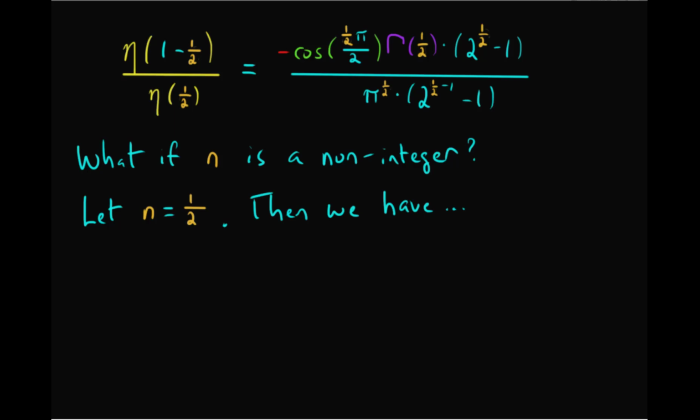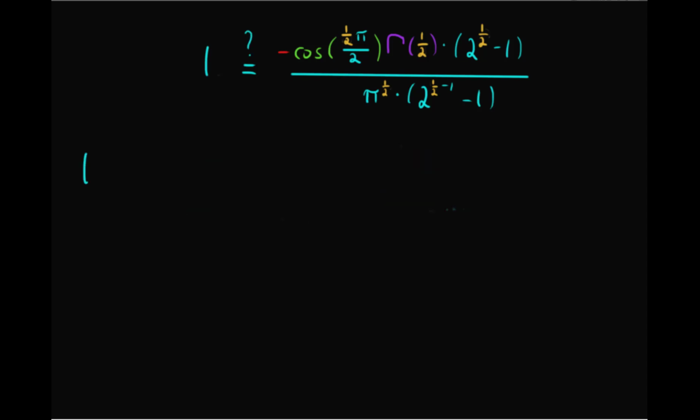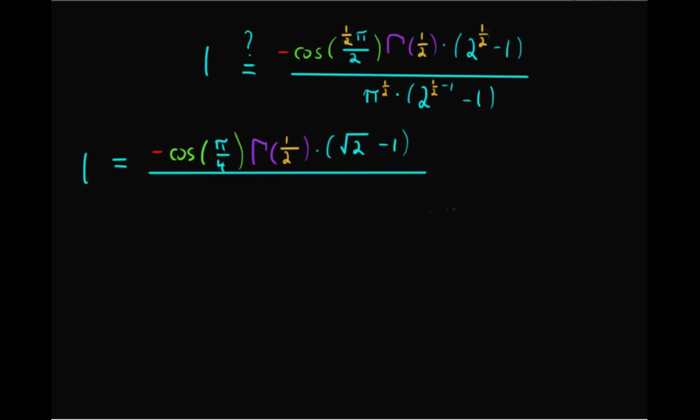So then we're going to have eta of 1/2 over eta of 1/2 equals this expression on the right-hand side, and eta of 1/2 over eta of 1/2, of course, just equals 1. So we want to see if 1 equals the expression on the right-hand side of this equation. So the question is, does 1 equal negative cosine of 1/2 pi over 2? Well, that's just negative cosine of pi over 4, times gamma of 1/2, times (2 to the 1/2, of course, is just square root of 2, minus 1), all over pi to the 1/2, that's just radical pi, times (2 to the 1/2 minus 1, which is 2 to the negative 1/2, which equals 1 over radical 2, minus 1).